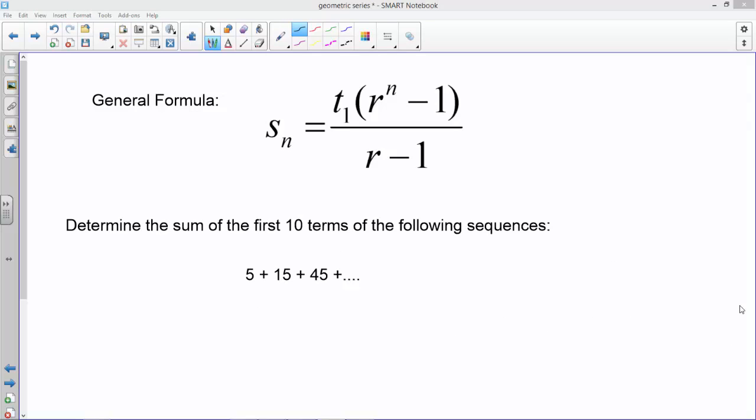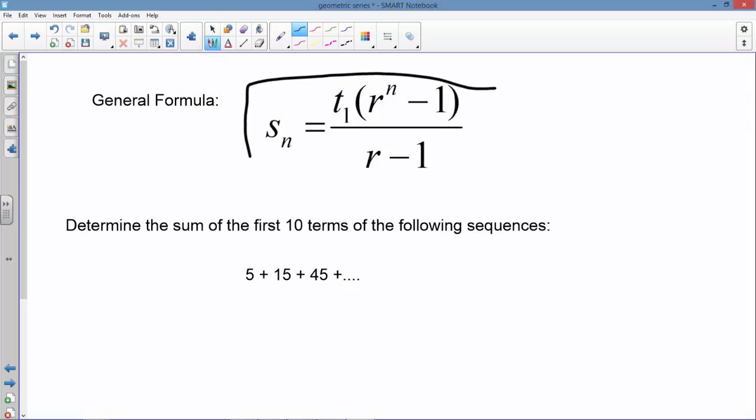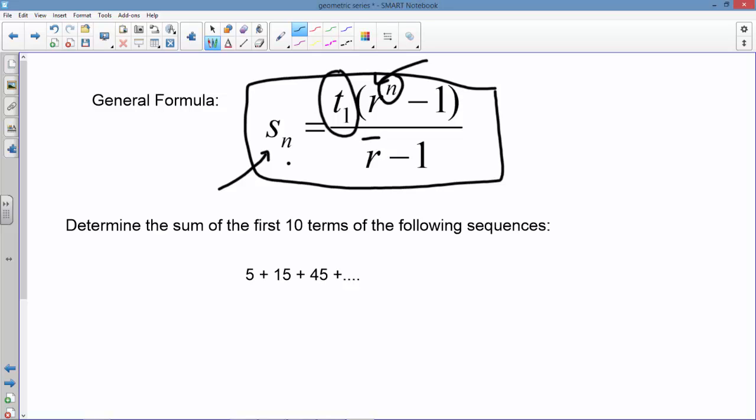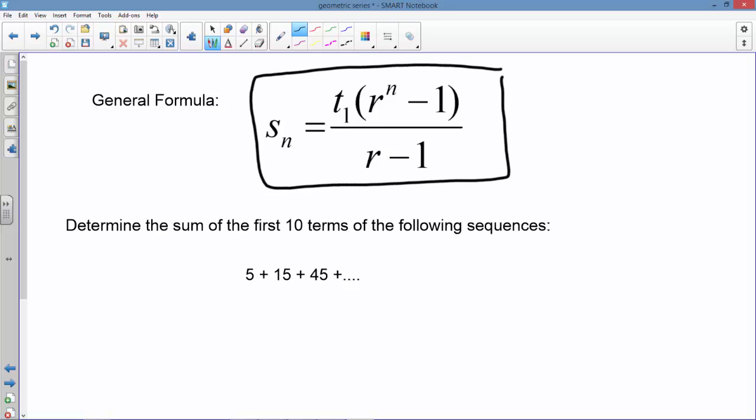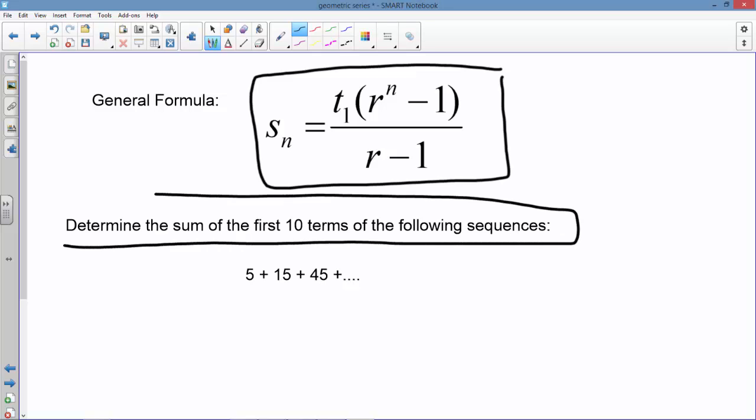Okay, here's the general formula. Here's the general formula for finding the sum of n terms in a geometric series. So you'll see that the r is again the common ratio, t1 is the first term, and n is the number of terms. So that hasn't changed much, just a little bit of a different formula that we have to use. So I'm going to circle it there. I want you to pause the video and make sure you have that formula written down. Now I'm just going to show you quickly how to apply it for this specific example, and then we're going to do one more example.